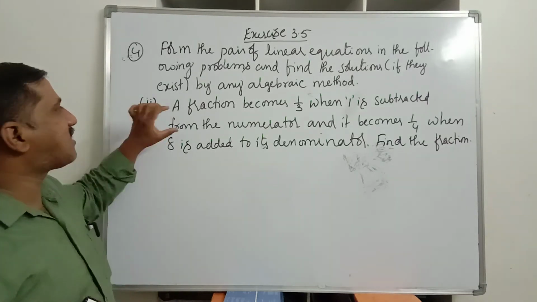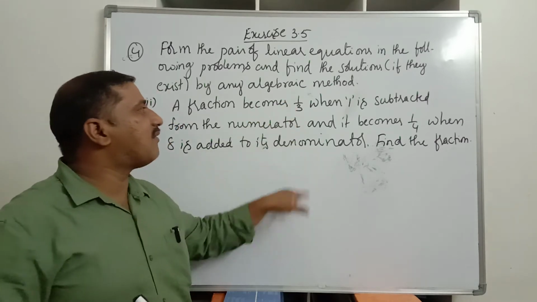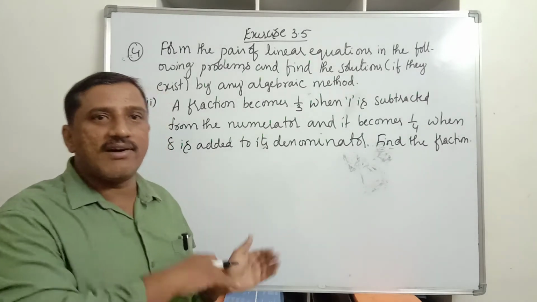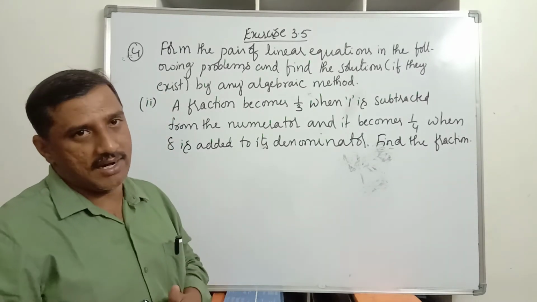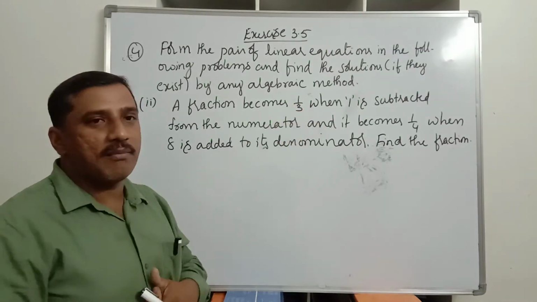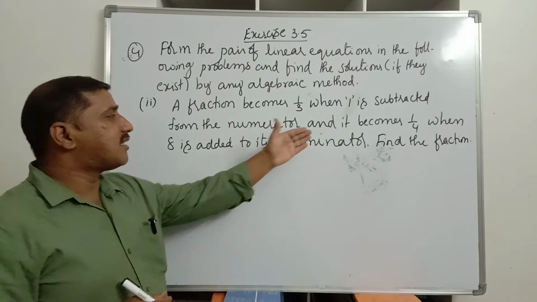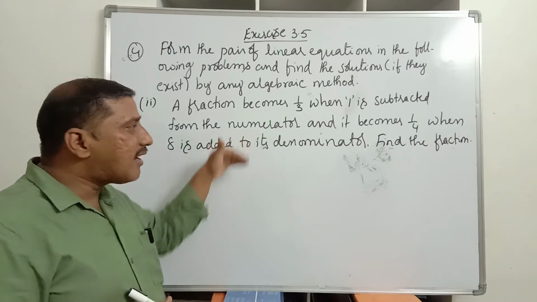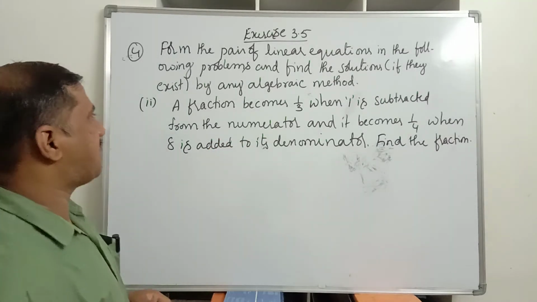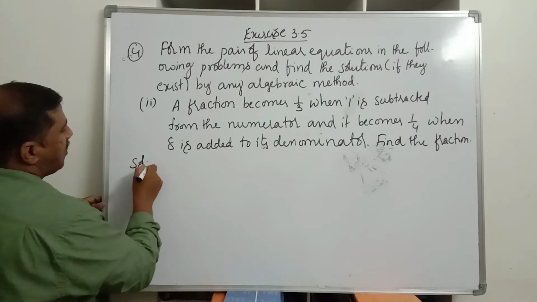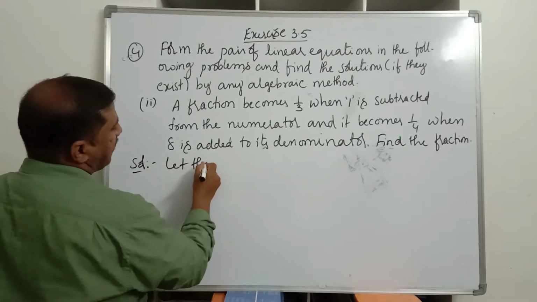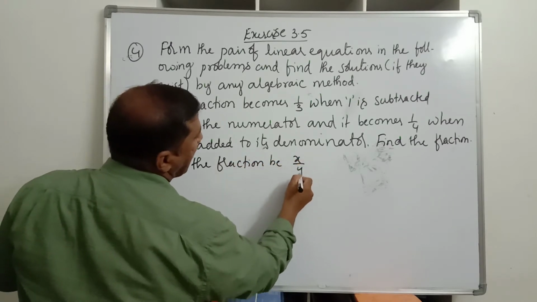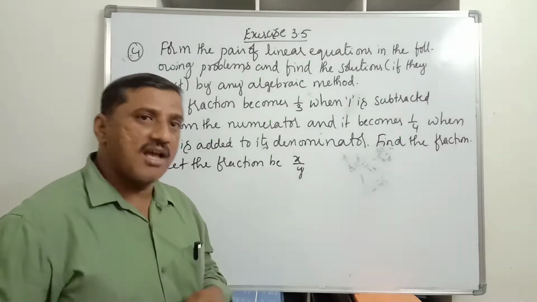Here two cases are there. First case, that fraction will become 1 by 3 when 1 is subtracted from the numerator. So here the numerator is x, 1 is subtracted means x minus 1. Then we get the fraction 1 by 3. The second case, the same fraction will become 1 by 4 when 8 is added to its denominator. Then we will get two linear equations. Solve those two linear equations. See here the answer. Let the fraction be x by y, where x is the numerator and y is the denominator.